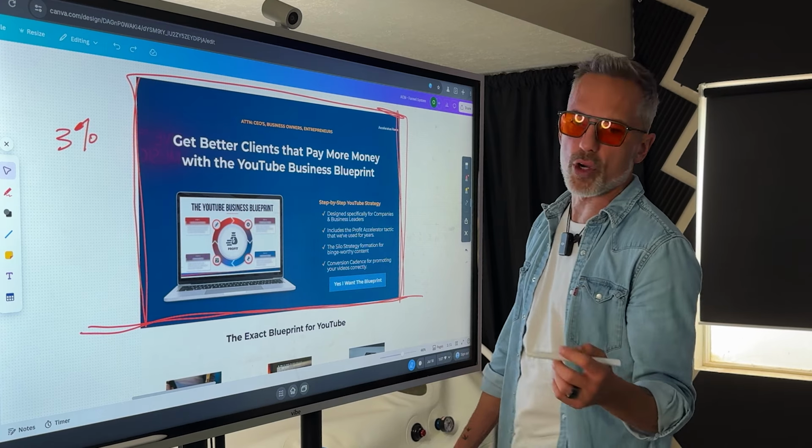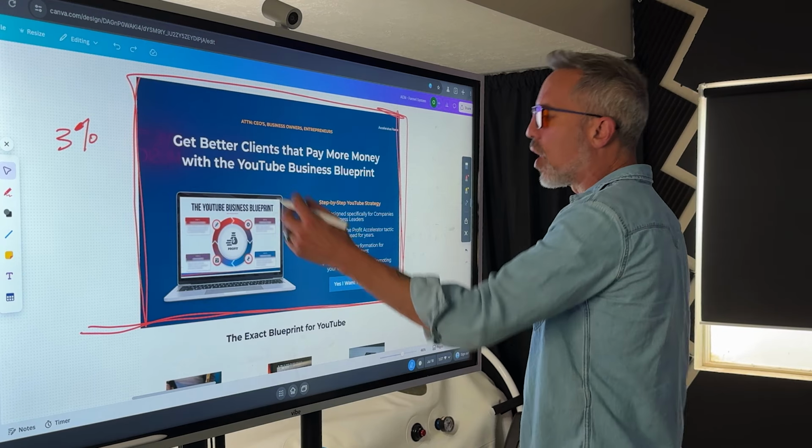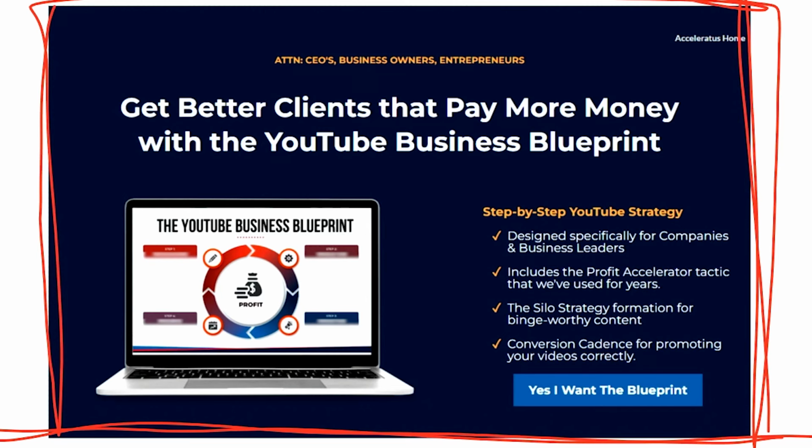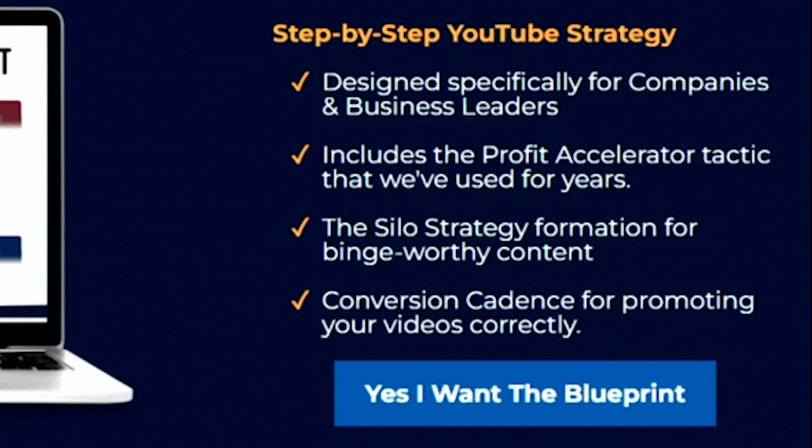And then what we're doing over here on the right-hand side is we're affirming a purchase decision. We are affirming by letting them know what they're going to get. Now, step-by-step YouTube strategy. Okay. Super simple, right? You can't say step-by-step and then have a graphic over here that's all full of text, just like, blah, blah, blah. It's overwhelming. It's not pretty. Step by step, and it's like, 1, 2, 3, 4. Looks good. Includes the profit accelerator tactic that we've used for years. It's fun, simple language.